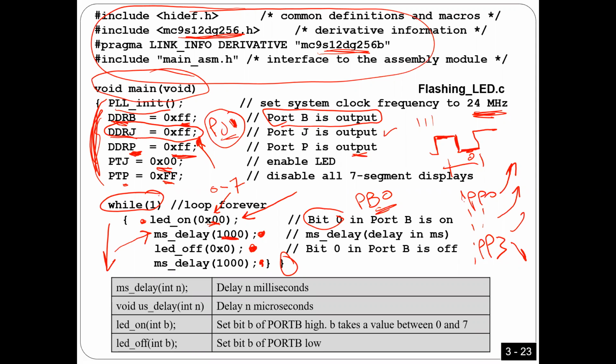Okay, so here in this slide, guys, I summarize the subroutines we have. So we have ms_delay, and we have to put a number here. This one is gonna make a delay in millisecond. Another one here is called us_delay. This one is gonna make a delay in microsecond. Also, we have LED on, we have LED off. That's what I explained. Okay, guys.